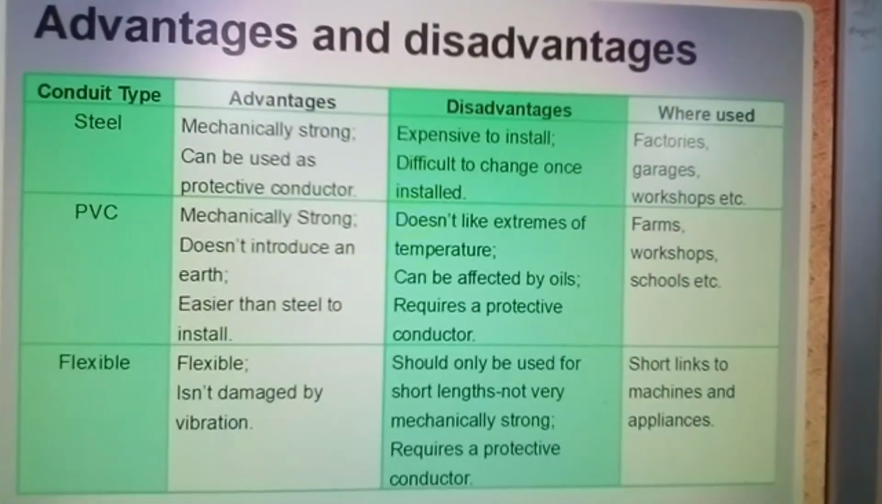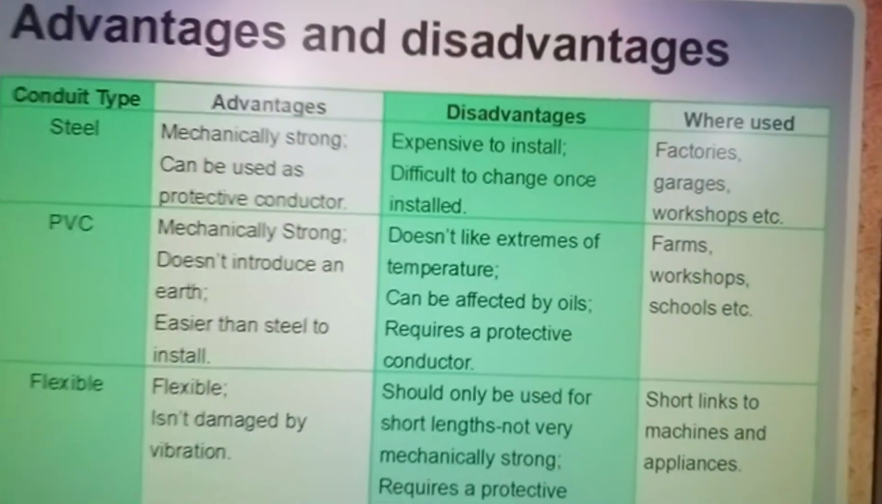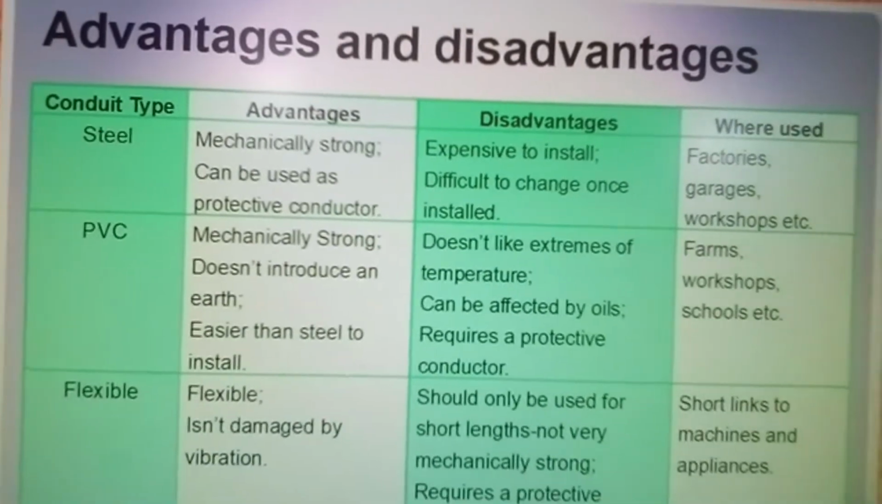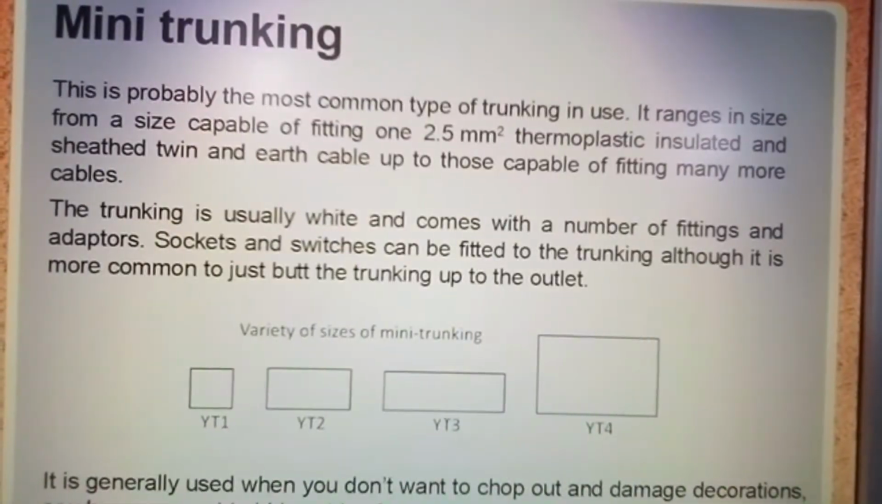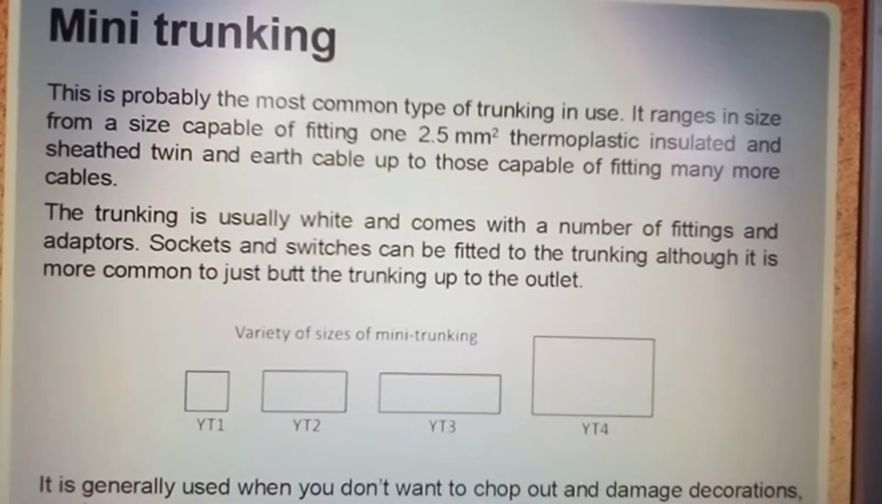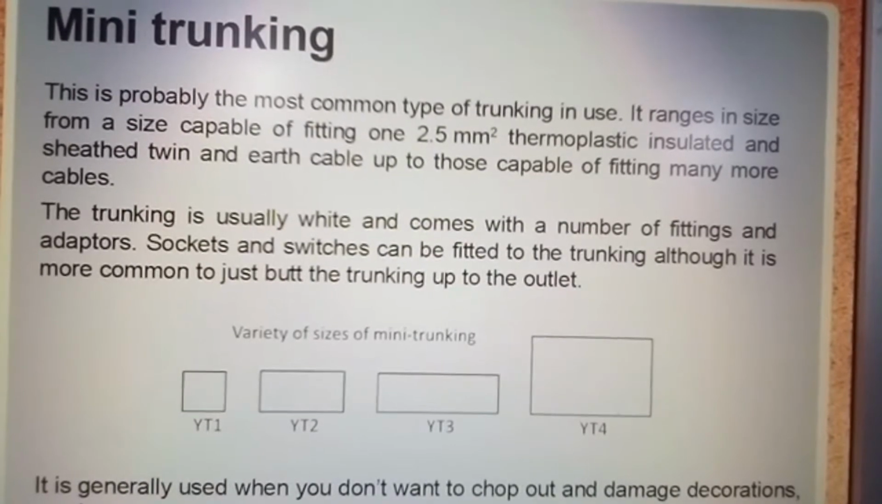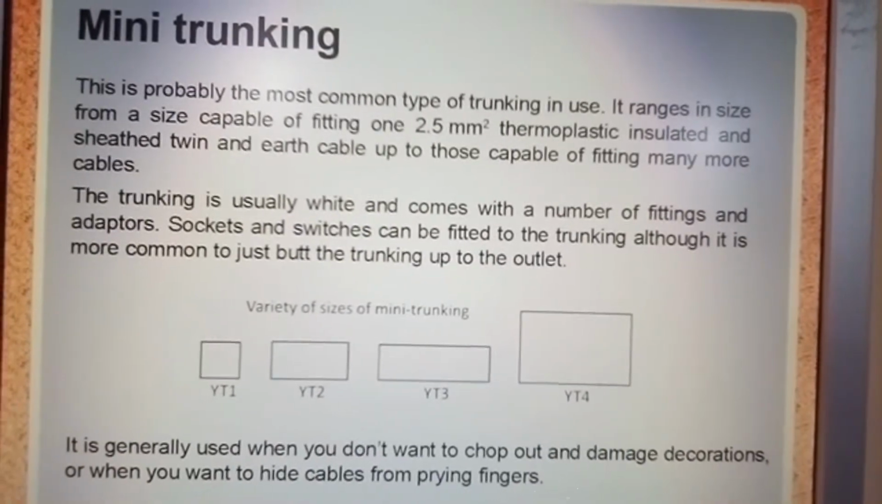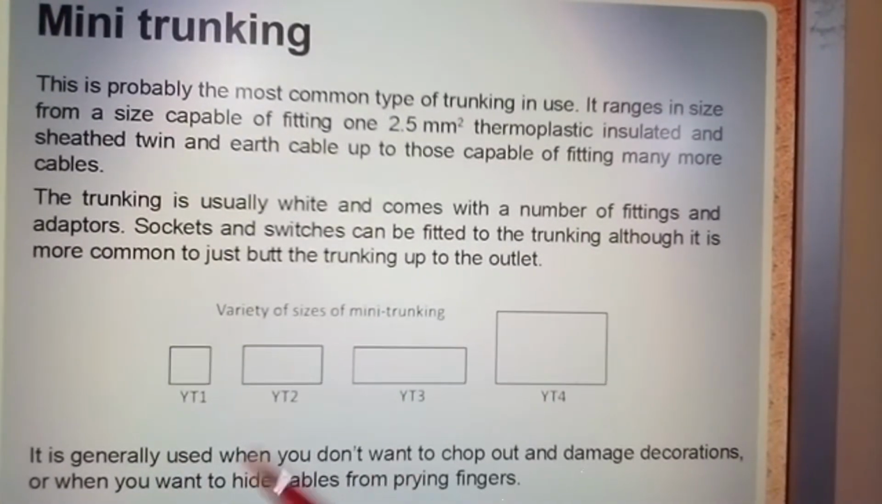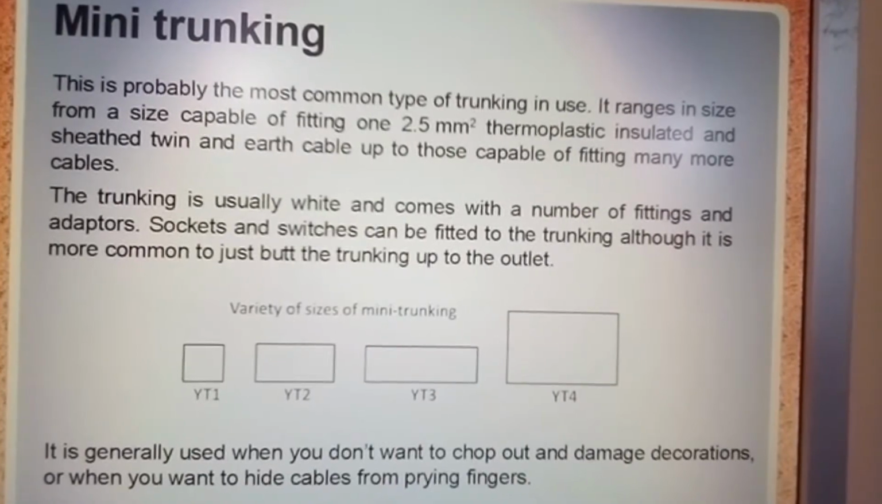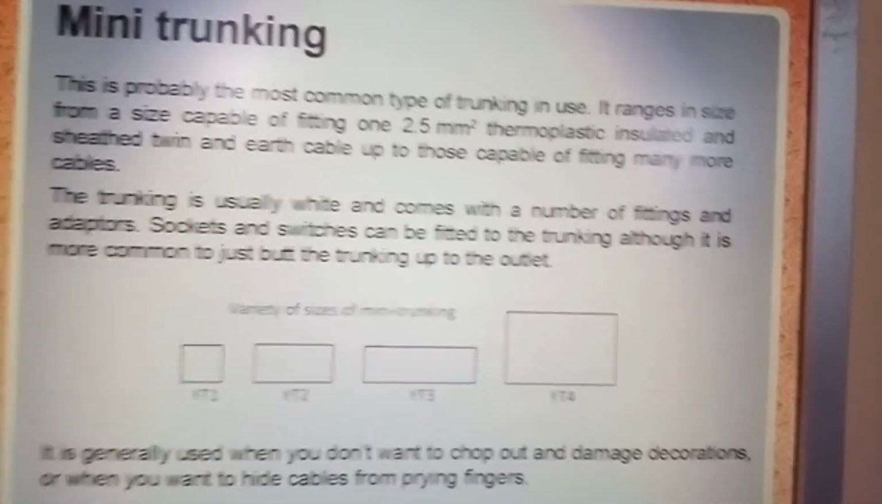Now here, advantages and disadvantages, completely yours to read and review. Nothing more for me to do on that. And here we have many trunking, different sizes of trunking. Nothing again here for me to do. Bear in mind you have YT1, YT2, YT3, YT4. Make sure you know what size trunking you're going to use, and remember the spacing factor applicable to each type of trunking.